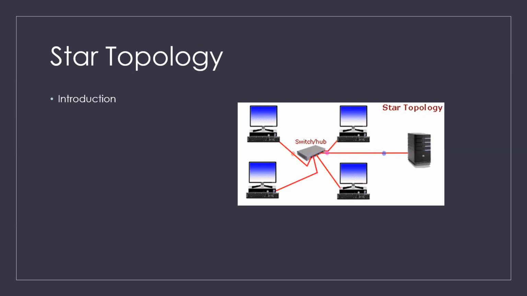For example, high-speed LAN. Following are the advantages of star topology: centralized control, less expensive, easy to troubleshoot. The following are the disadvantages of the topology. If the central device fails, the network will fail. The number of devices in the network is limited due to limited input-output ports.